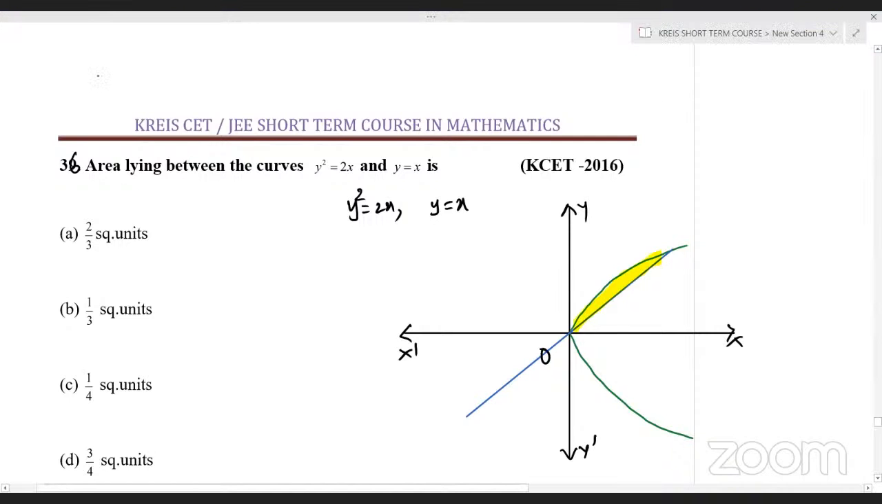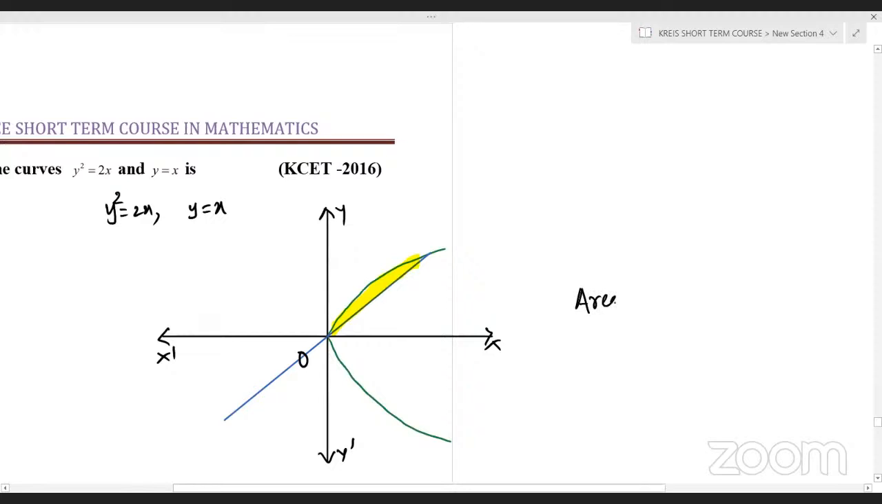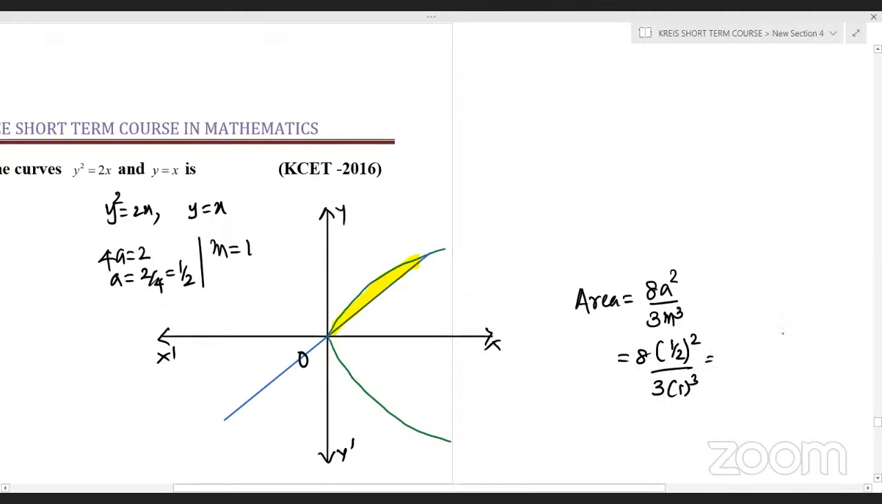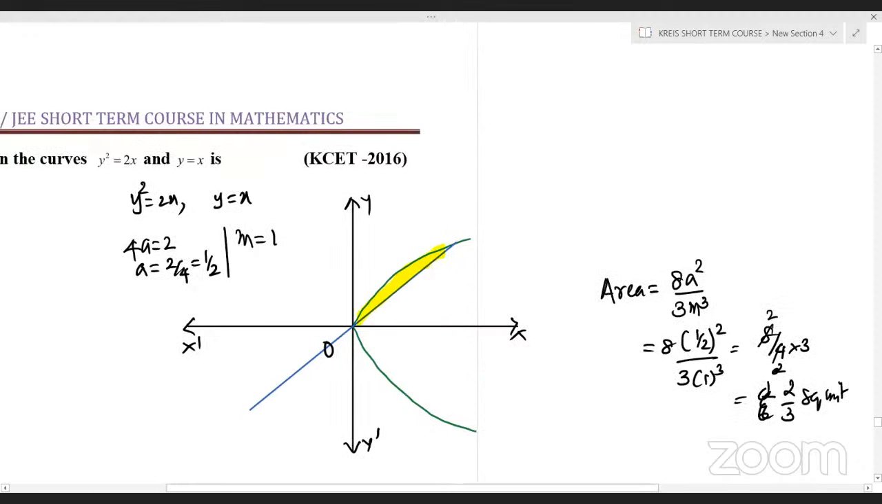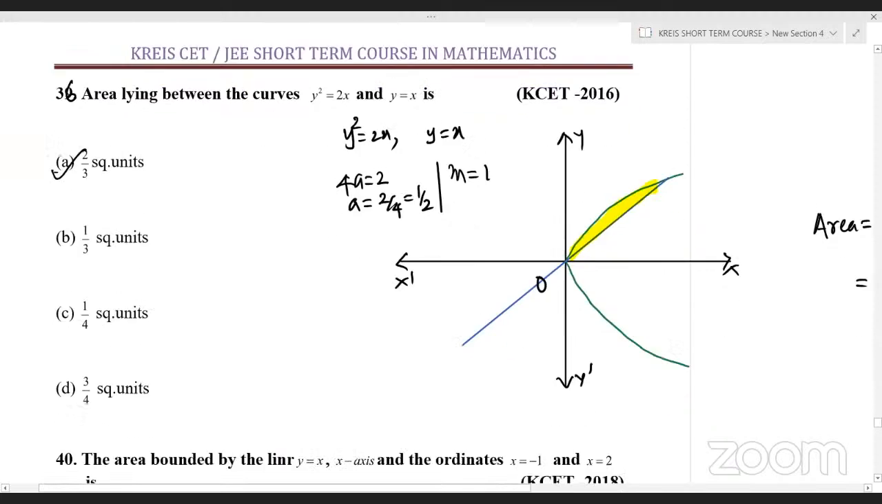Now for this, you can make use of your shortcut result. The area enclosed by the parabola y squared is equal to 4ax and the line y is equal to mx is 8a squared divided by 3m cube. Here 4a is equal to 2, so a is equal to 2 by 4, which is 1 by 2, and m is going to be 1. This is 8 into 1 by 2 squared divided by 3 into 1 cube. So 8 divided by 4 into 3, it is going to be 2 by 3 square units. 2 by 3 square units will be the area. Option A is going to be the correct answer.